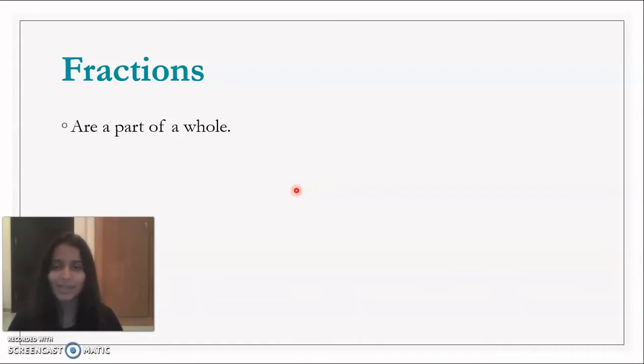So a whole can be anything. It just refers to one. So it can be one pie or one pizza or one chocolate bar, right? Now, if I take one piece of my chocolate bar, I will have one part of the whole bar. So technically, that one part is a fraction of the bar, right? If I take one slice of the pizza, I'm taking one part of the whole pizza. So I'm taking a fraction of the pizza because it's a part of the whole.